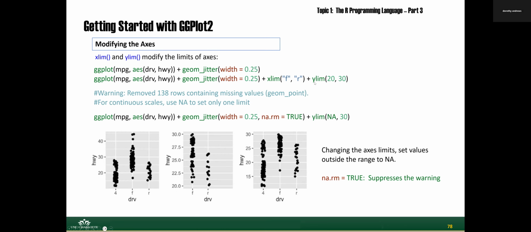And then on the next one, we said, well, now I want to limit my x limits to going just from 20 to 30. I just want to see the range from 20 to 30. And so you can see we have that as well.